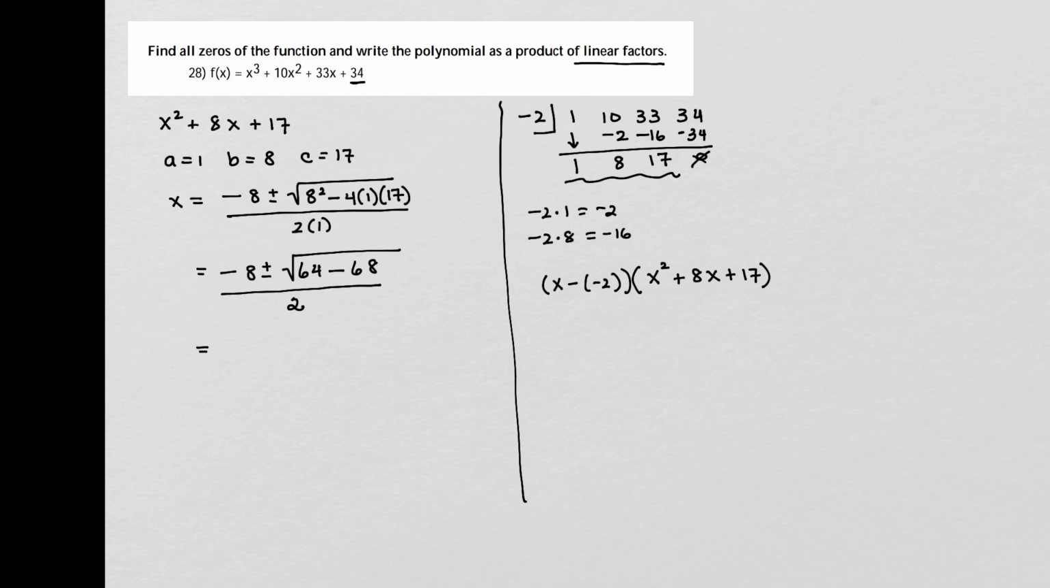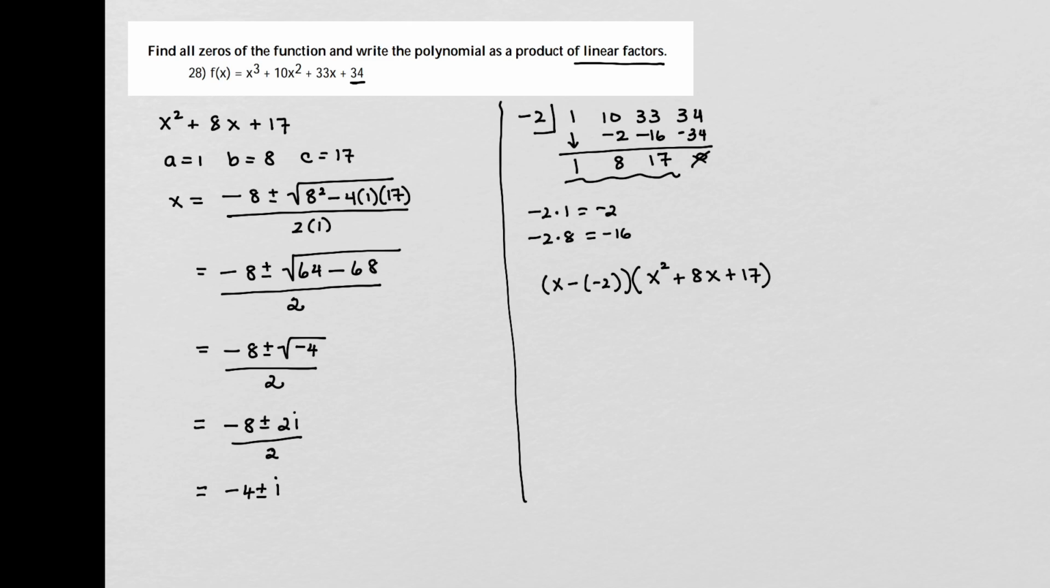And when I subtract 64 and 68, I get negative 4. So now I have negative 8 plus or minus the square root of negative 4, and that's all over 2. Now I'll take the square root of negative 4, and that's going to be 2i. And we're still all over 2, so we divide and get negative 4 plus or minus i.